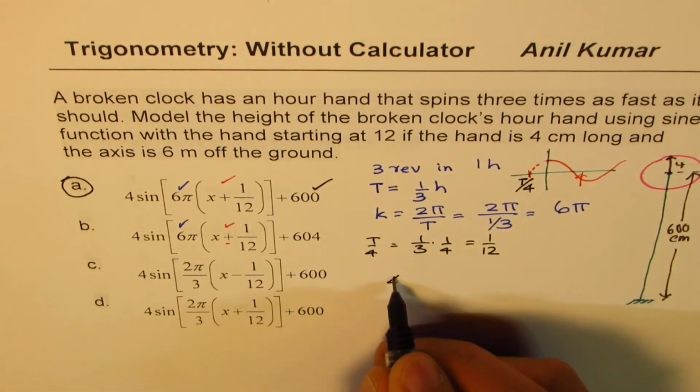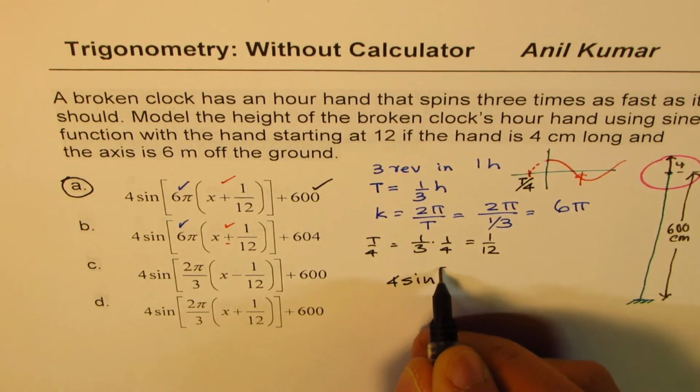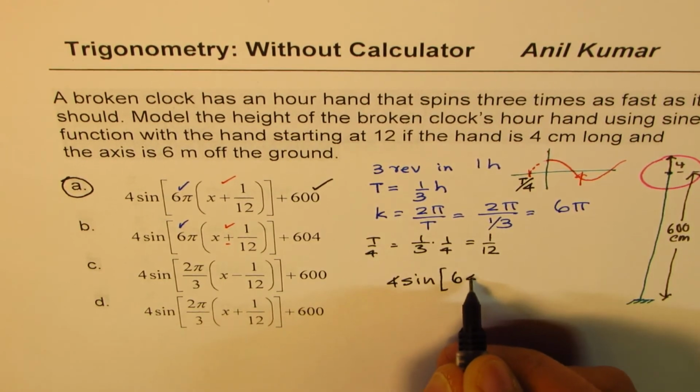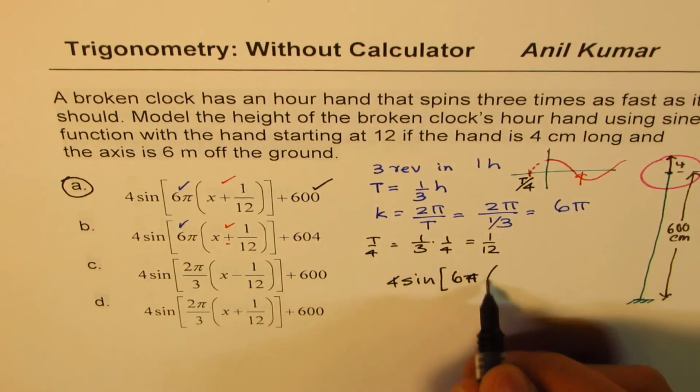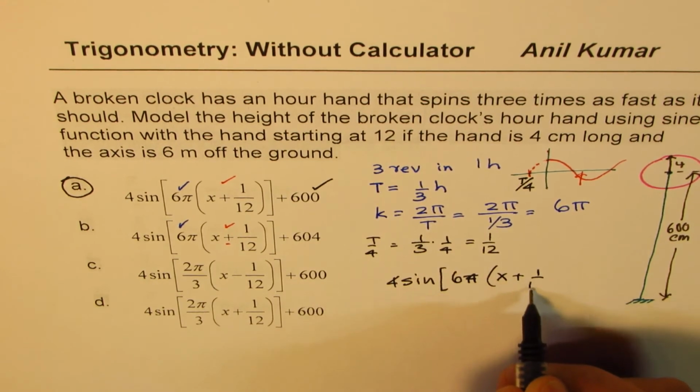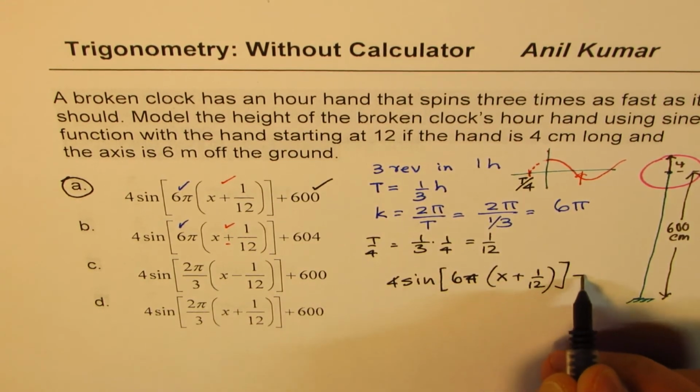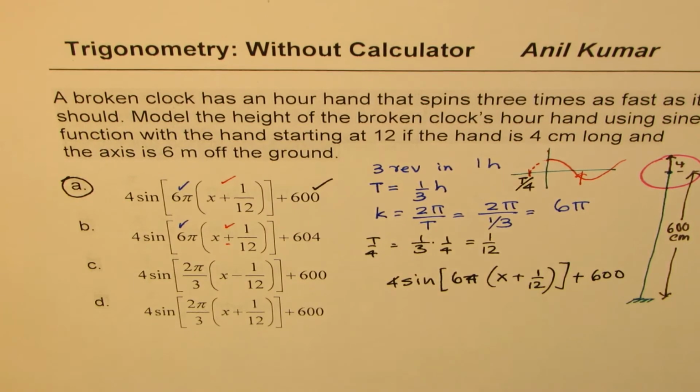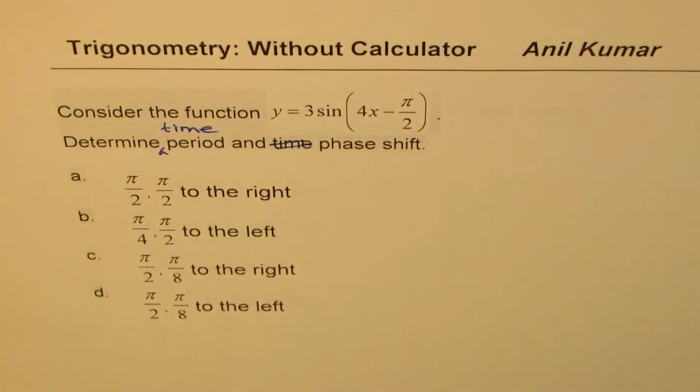So we get 4 sine 6 pi x plus 1/12 plus 600 as the correct choice, correct? Okay, so let's move on. Here is the next question for you.